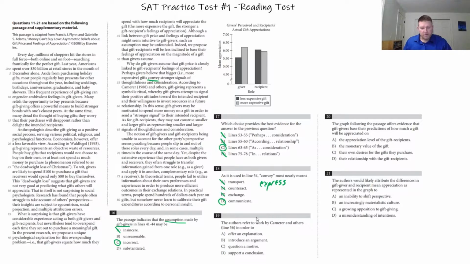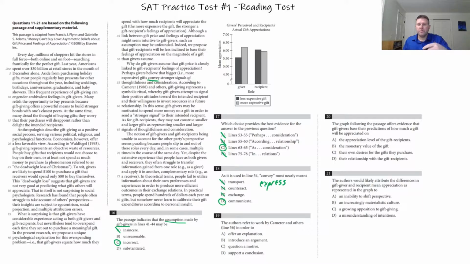19 gets a lot of people. So the authors refer to work by Kammer and others in order to, and we have a few strong options here, okay? But this is sort of an author's craft question in terms of what exactly were they doing here when they mentioned it? So let's look at the order that this was presented in. If you look at the beginning of the paragraph, it starts out with, why do gift givers assume that gift price is closely linked to gift recipients' feelings of appreciation? Maybe gift givers believe that more expensive gifts convey stronger signals of thoughtfulness and consideration.